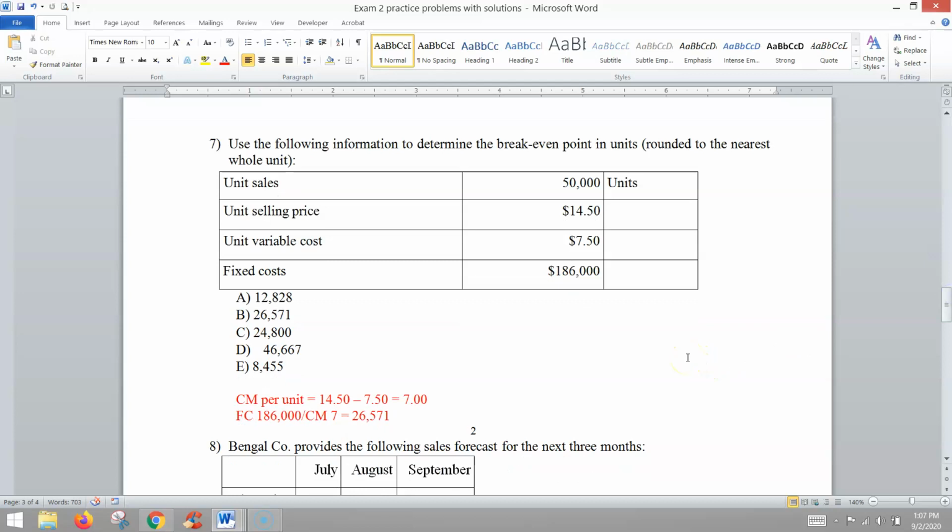On 7, use the following information to determine the break-even point in units. So we're given the sales in units, selling price, variable cost, and fixed costs. To calculate the break-even point, it's going to be fixed cost divided by contribution margin. So we can calculate the contribution margin. By definition it is the selling price minus the variable cost. For this example, $7. Then we're going to take our fixed cost of $186,000. We're going to divide it by the contribution margin per unit. Our break-even point is 26,571 units.